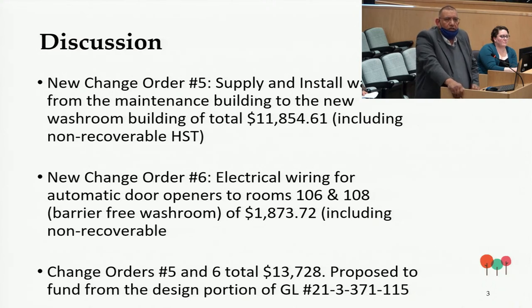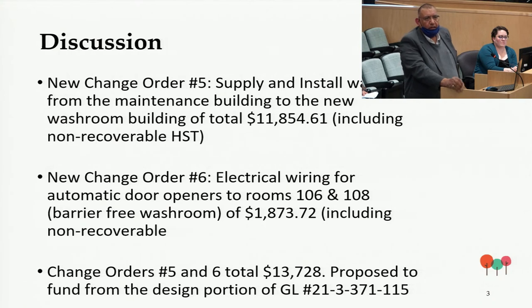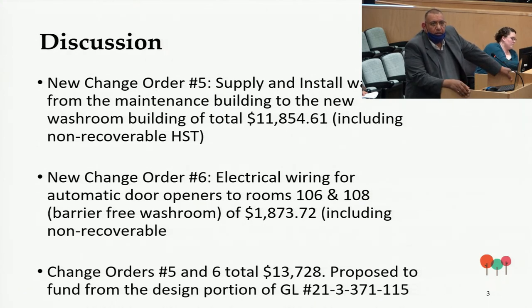The first one, change order number 5, is related to supply and install of a water line from the maintenance building to the new washroom building, of total value $11,854.61. The second, change order number 6, is for electric wiring for the automated doors for the barrier-free washrooms. We have two barrier-free washrooms that need the electric wiring, and this is change order number 6 related to that.